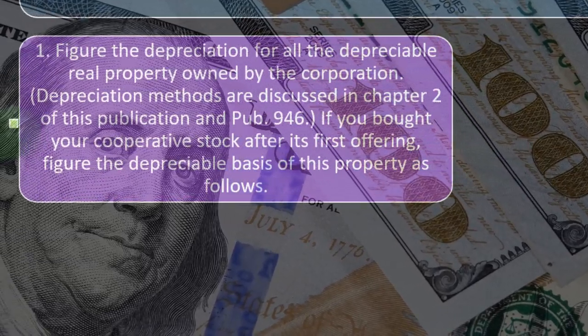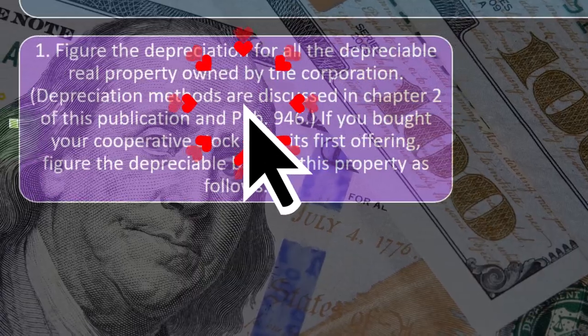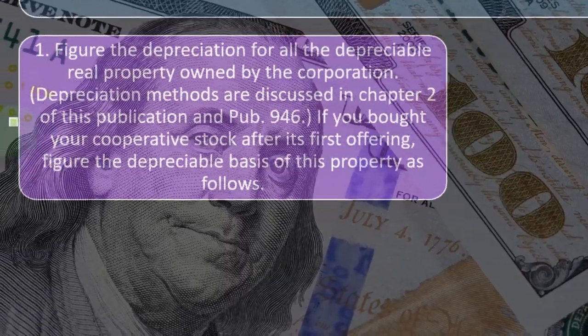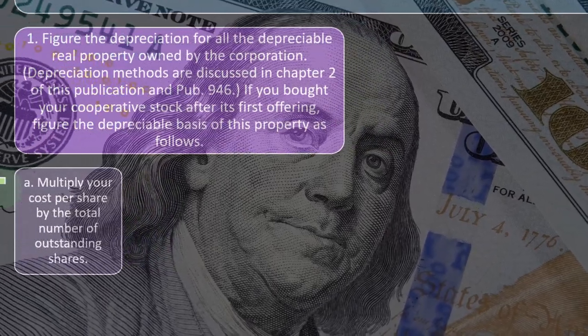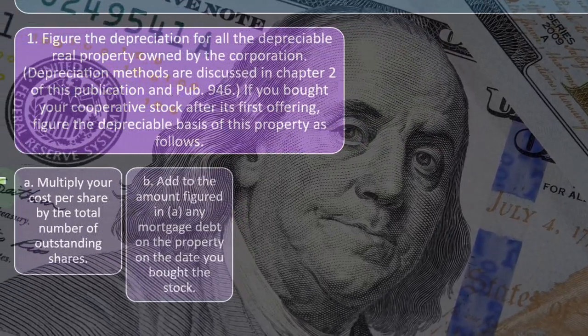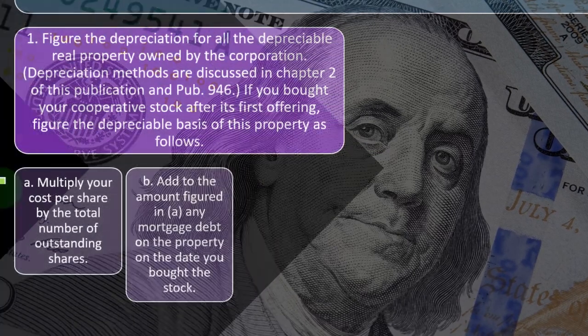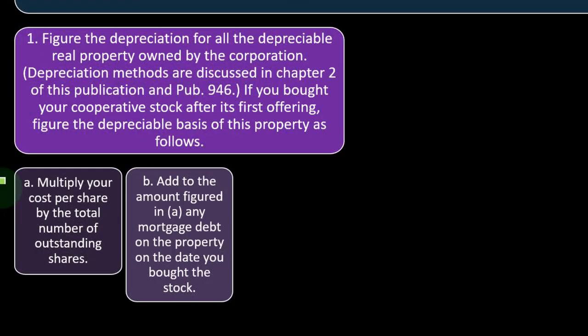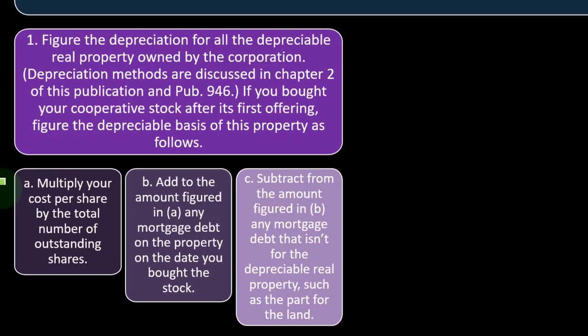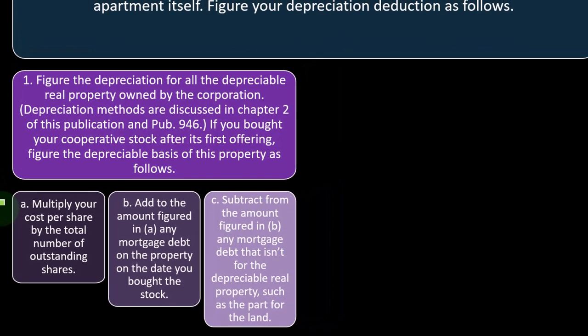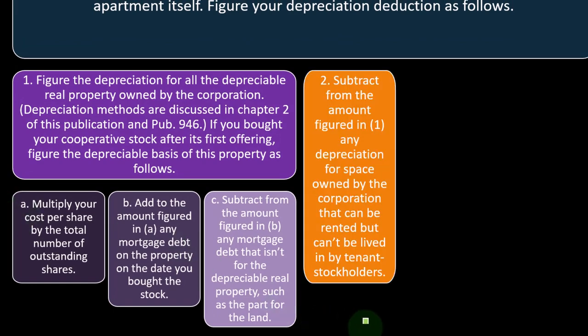If you bought your cooperative stock after its first offering, figure the depreciation basis of this property as follows. A, multiply your cost per share by the total number of outstanding shares. B, add to the amount figured in A any mortgage debt on the property on the date you bought the stock. C, subtract from the amount figured in B any mortgage debt that isn't for depreciable real property, such as the part for the land, because we can only depreciate the building.